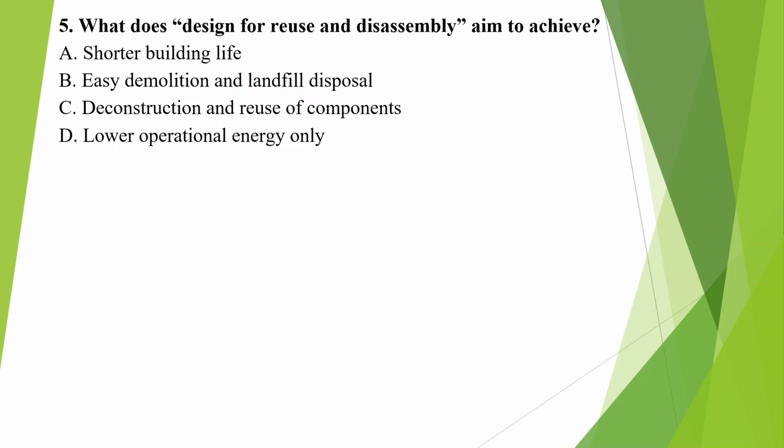So option C is the correct answer for this question. Deconstruction and reuse of components. This is the aim of design for reuse and disassembly, because designing for disassembly allows the buildings to be dismantled systematically, so the components can be reused or recycled, reducing the future embodied carbon impacts. So it is talking about the embodied carbon impacts, not only option D, which was talking about only operational energy. So all of you are correct.